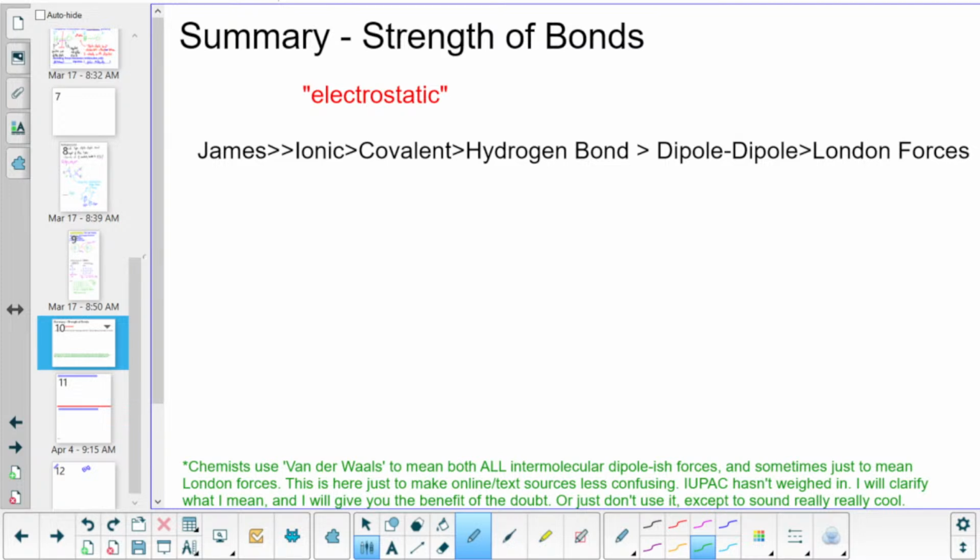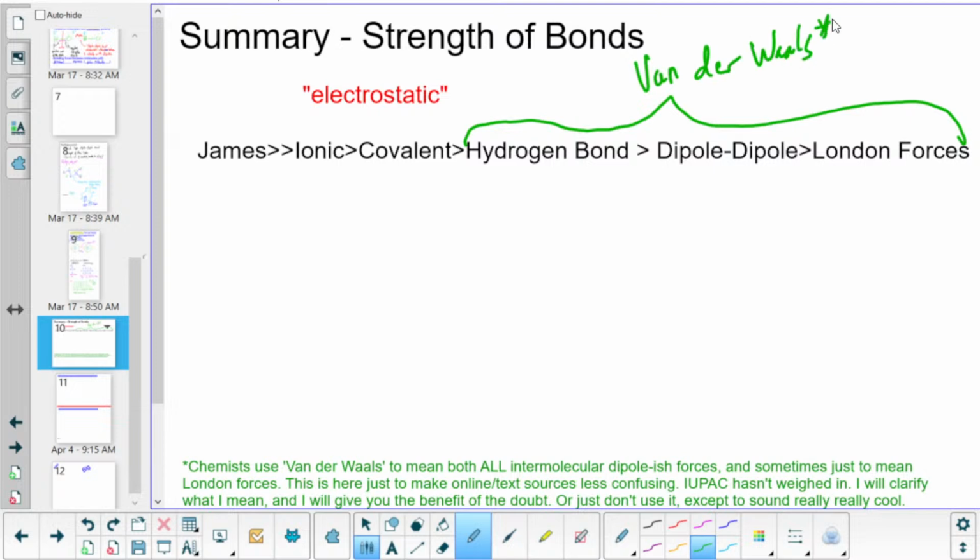I'm going to also summarize what a van der Waals versus a London force is. There are some chemists, and you will read textbooks and online, that will refer to all of these, from the hydrogen bond to the dipole to the London forces, as van der Waals. So it means everything. And then there are some chemists that will just use it to mean London forces.